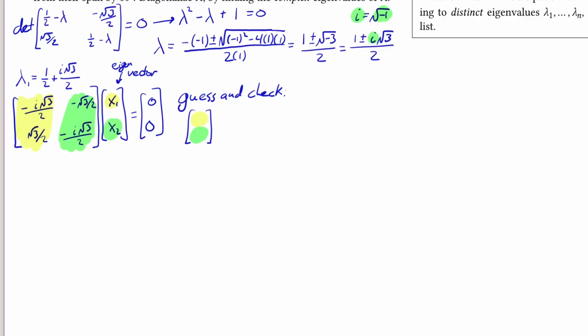Let's see. I noticed that this is root 3 over 2 and this is negative i root 3 over 2. So what if I made x1 equal to just i and x2 equal to 1, that will make root 3 over 2 i minus i root 3 over 2 equal to 0. So that part works. And also, if you do i times negative i, that multiplies to make positive 1. That makes the first component come out to be 0 as well.